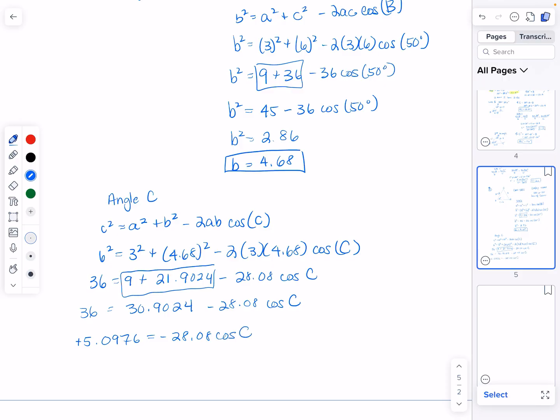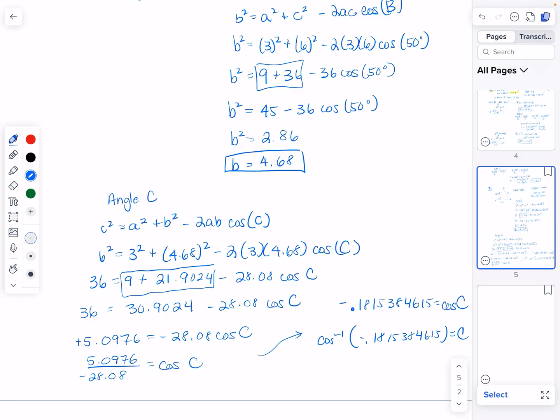Now I'm going to take that 5.0976 and divide it by negative 28.08. When I do that, I get negative 0.1815384615 equals cosine of angle C. Now to get angle C by itself, I'm going to take the inverse cosine of both sides, so the inverse cosine of negative 0.1815384615 will give me angle C.